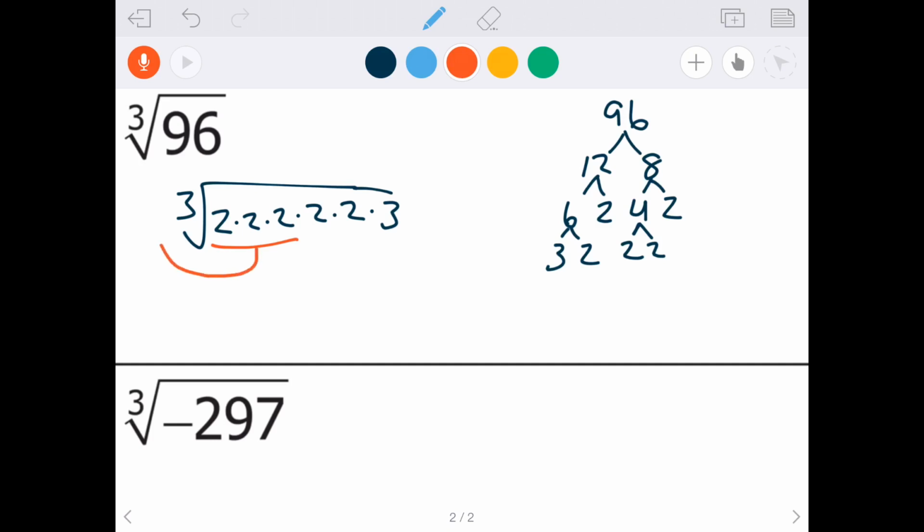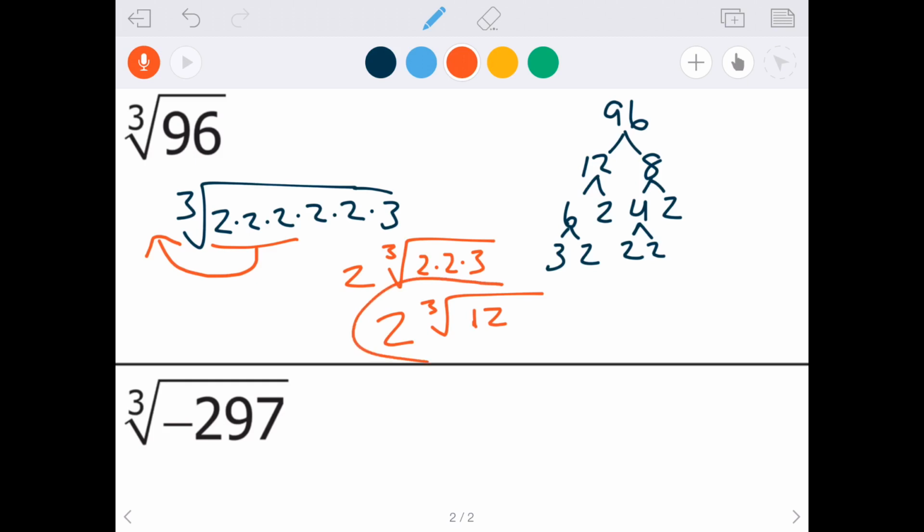So 2 times 2 times 2 is 8, and the cubed root of 8 is 2, so I'm going to bring a 2 out front. And when I do that, I have 2 times the cubed root of, what's left underneath now is 2 times 2 times 3. So I'm going to simplify that. So 2 times 2 is 4. 4 times 3 is 12. So your final answer is going to be 2 times the cubed root of 12.